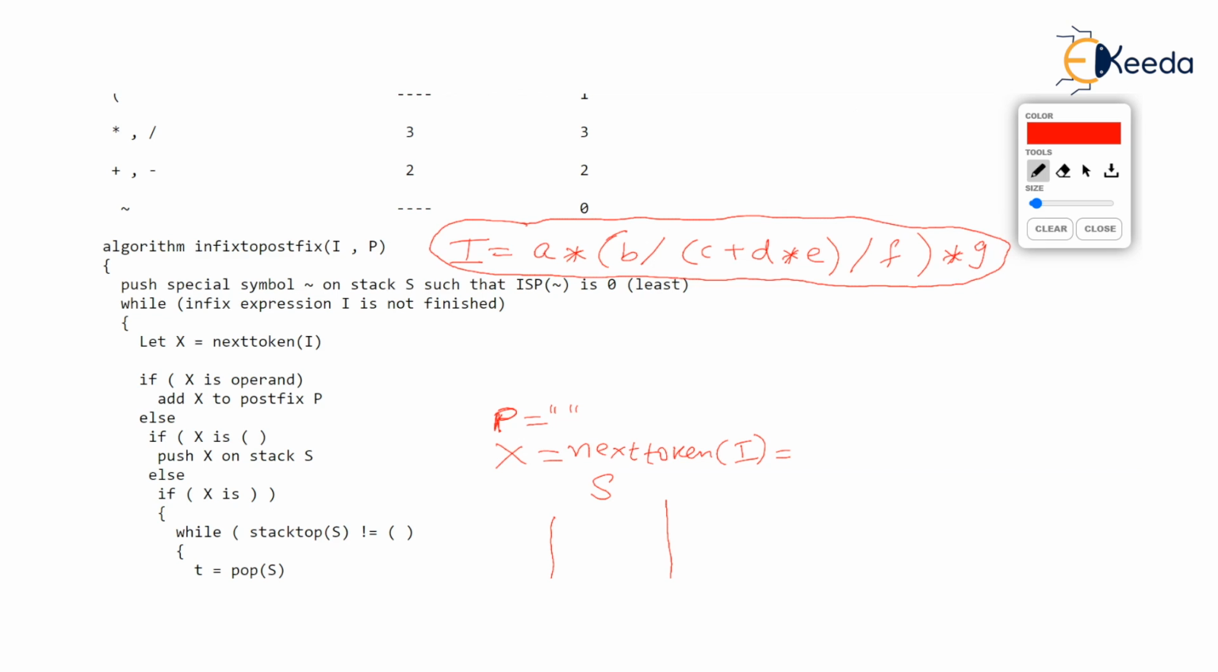But within the bracket, there is one more bracket. You see the nested bracket, isn't it? This one, this one. So this has to be solved first. So this will be DE multiply, correct? Then C plus. So it should be CD multiply plus, correct? Then it should be B upon. So B C D slash, and then it should be F. So F slash. I am just solving it in one step. You can check that this is going to be the postfix.